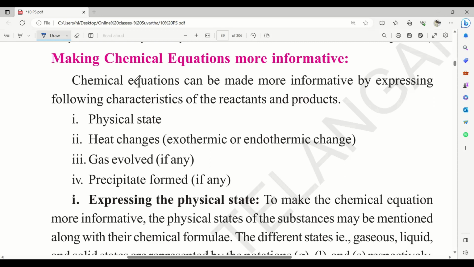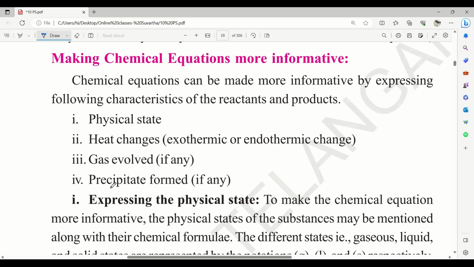But when we performed this particular experiment, when both the reactants have reacted, of the products obtained, one of the products is in a gaseous state or a lot of heat is liberated. All that we can represent without writing a paragraph, in the form of an equation using symbols, right? So what all can be shown to make the chemical equation more informative? You can add the physical state, you can add whether heat change is taking place. That means the reaction is liberating heat or absorbing heat, exothermic or endothermic.